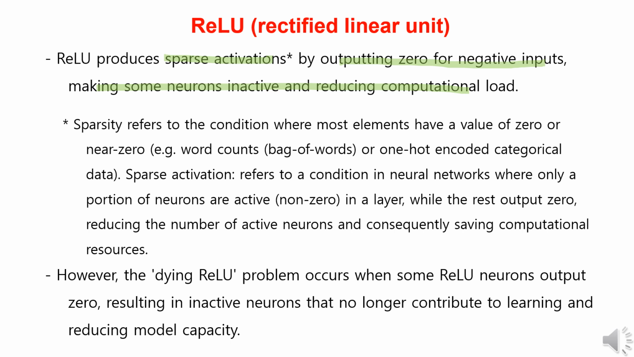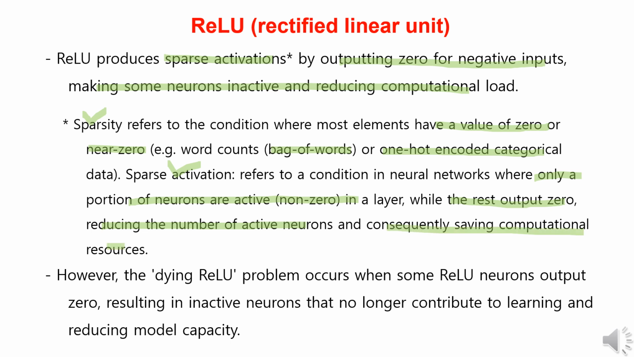Sparsity refers to a state where most elements are 0 or close to 0, like in word frequency data with a bag of words model or one hot encoded categorical data. In the neural network context, sparse activation means that only a portion of neurons in a layer are activated, with the rest outputting 0. This reduction in active neurons improves computational efficiency.